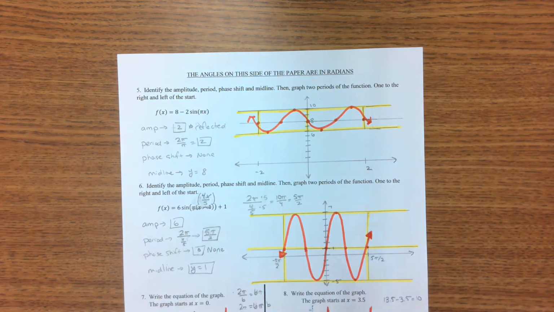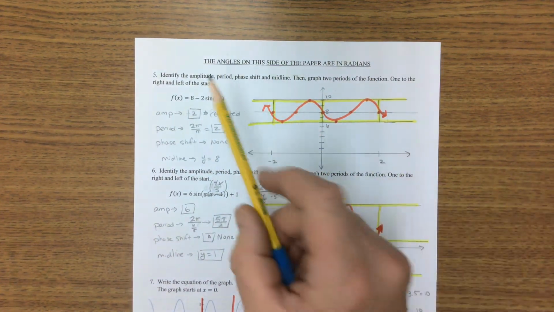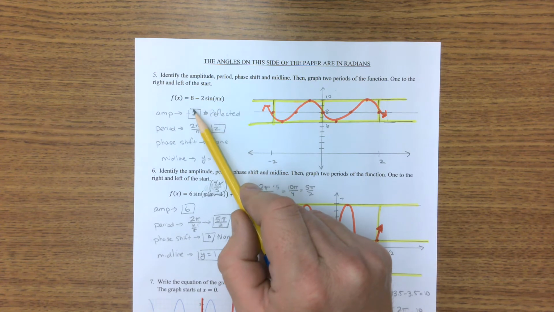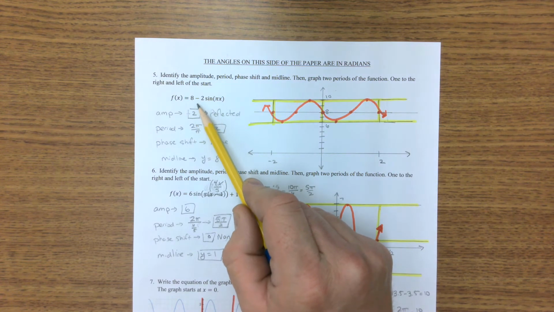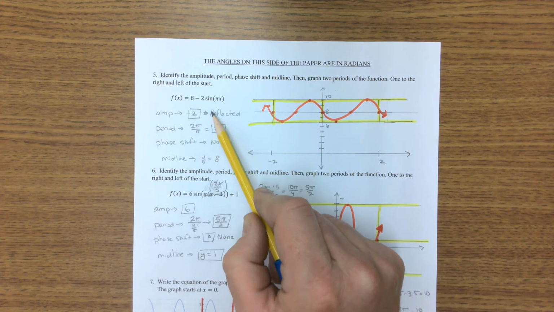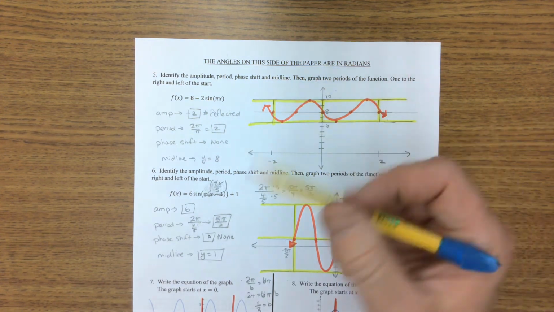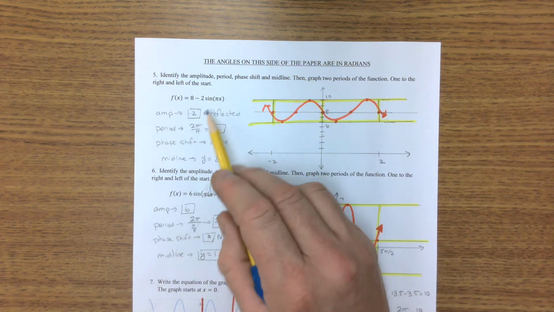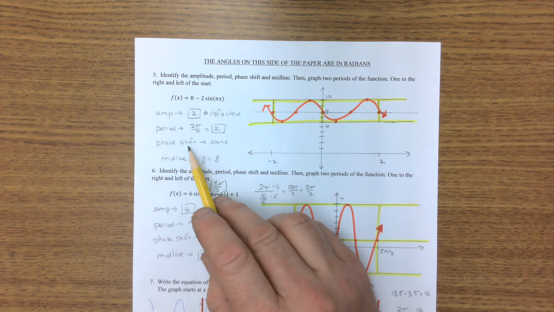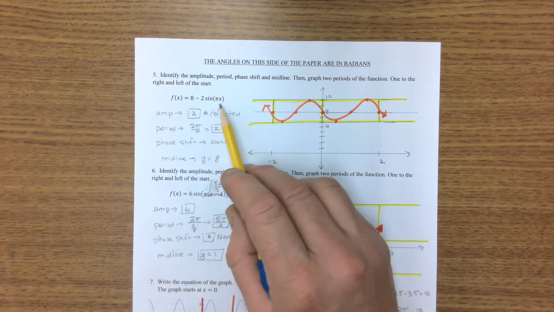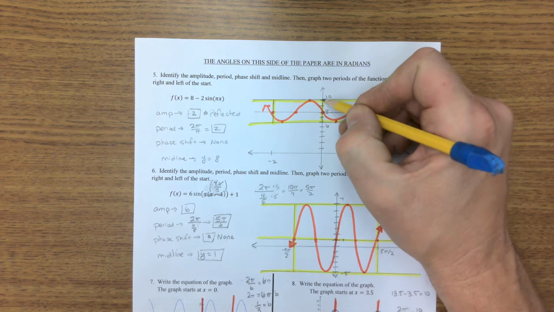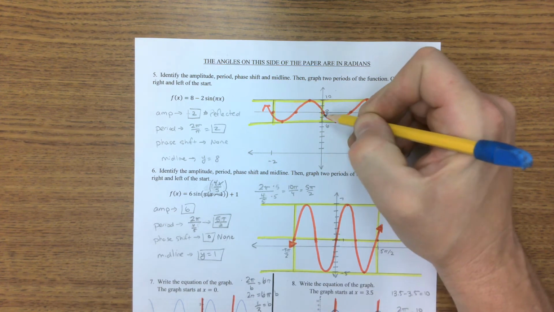Going over to the back now, we have an amplitude of negative 2, actually positive 2. We just take the absolute value here, but then make a note that it is reflected, so you make sure you make your graph go the right way. Period is 2 pi divided by pi. Phase shift is none because there's nothing here, so this is my starting value right there.